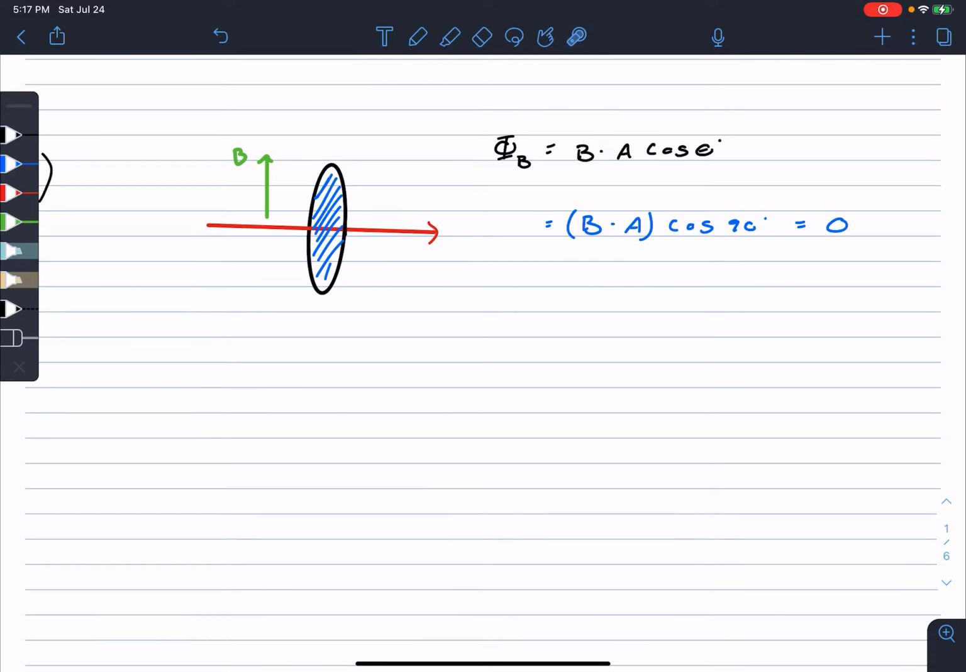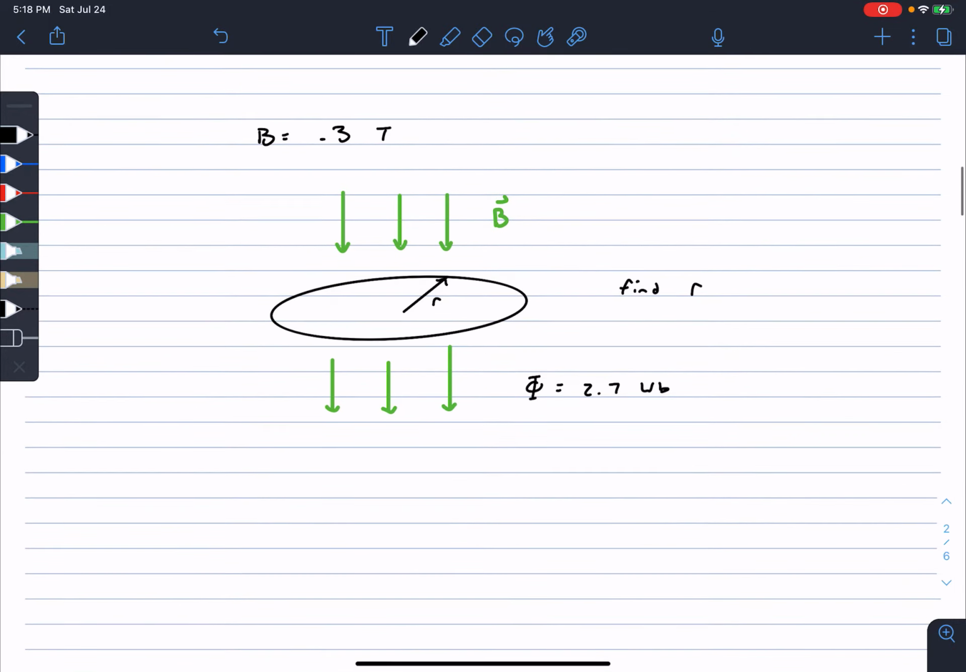And I mean, that makes sense. If you look at this, the wire going this way is going to give us a magnetic field going here, and this is parallel to the coil itself, so there's not really going to be much of anything going through the coil. So that is that problem.